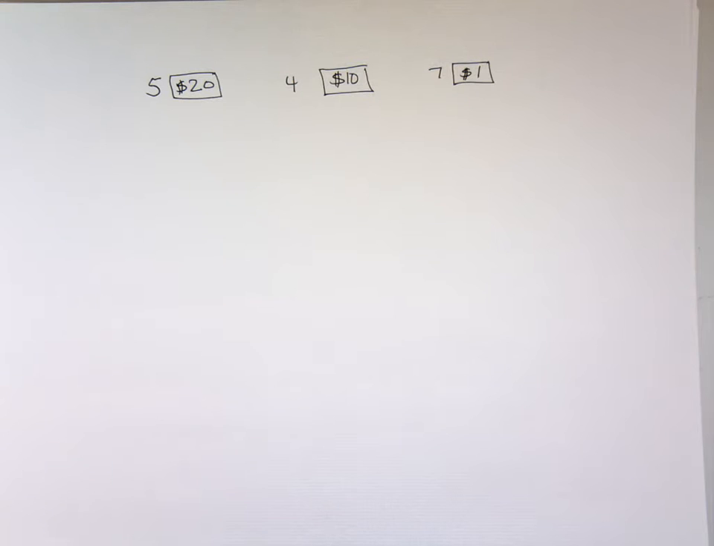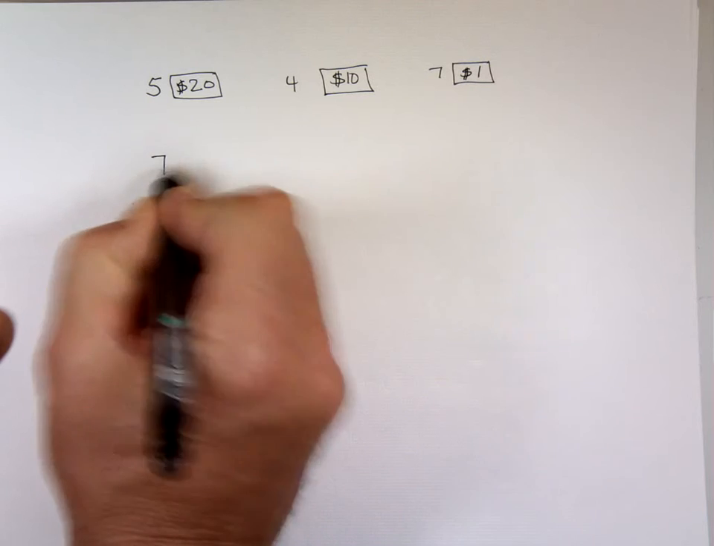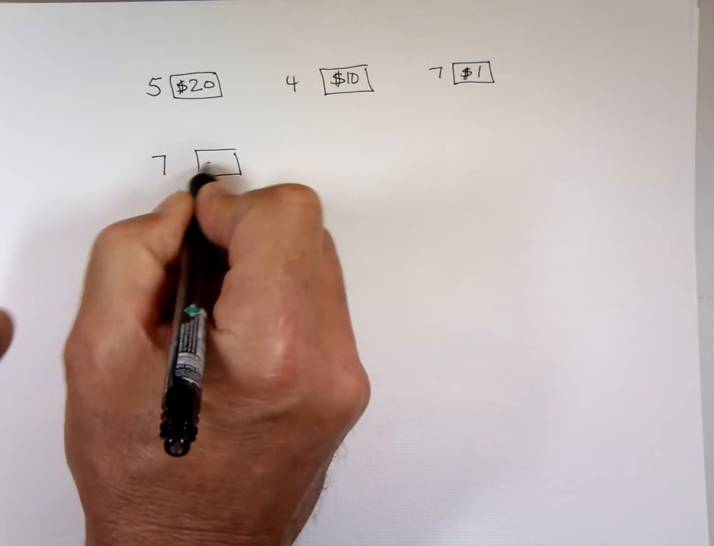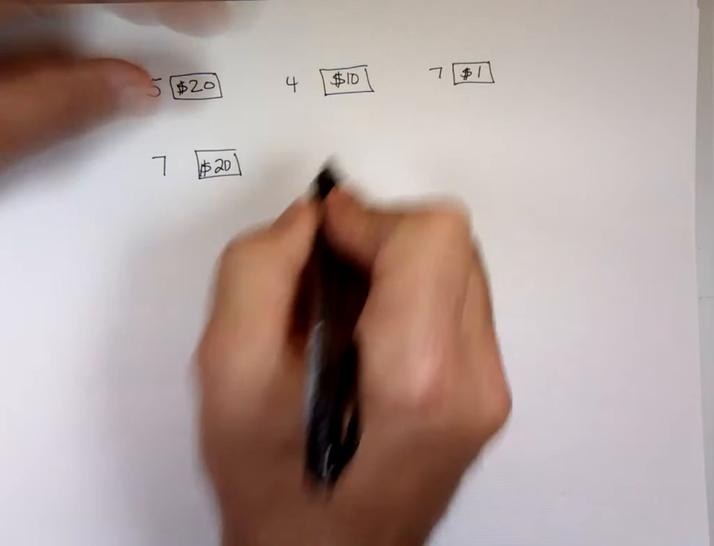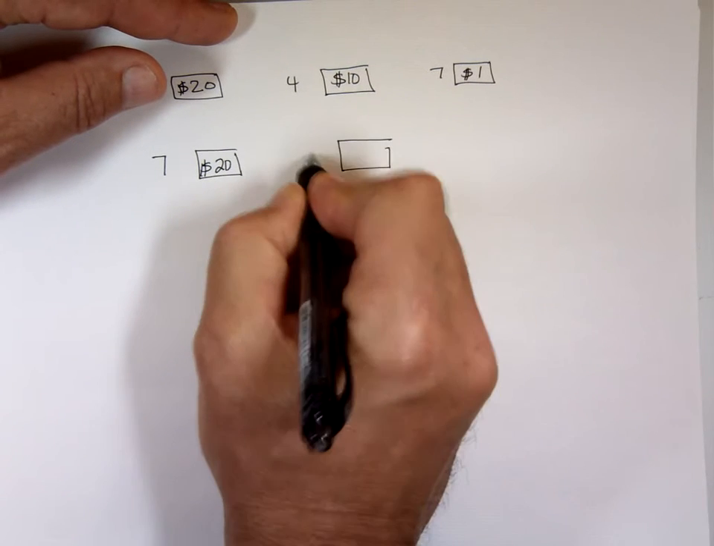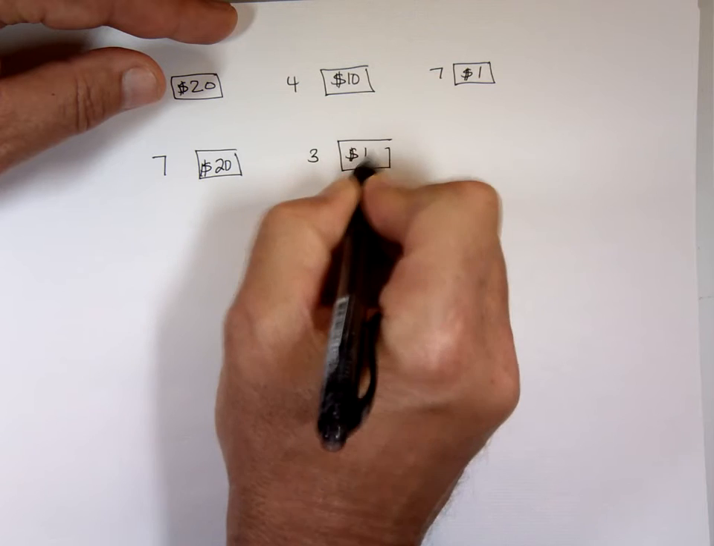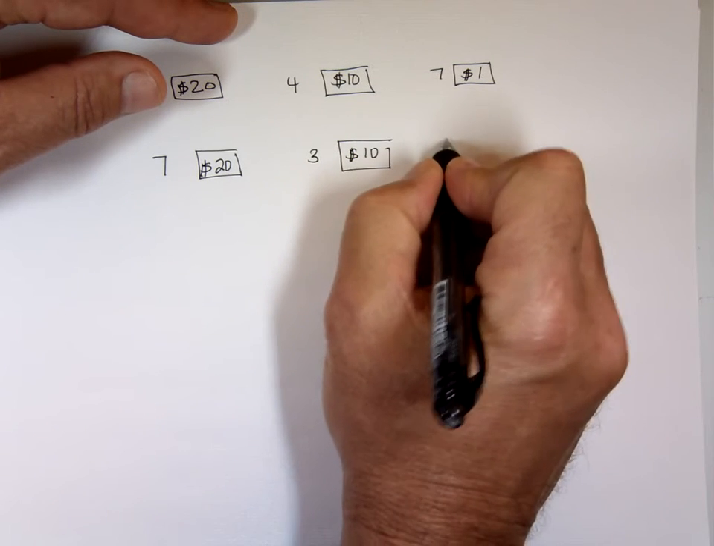You and your friend are going to see the Red Sox. And you go, I don't have enough money for the tickets. Your friend goes, let me see what I have with me. Your friend has more money than you: 7 20s, 3 10s, and 2 1s.